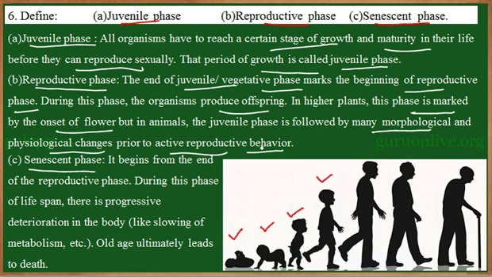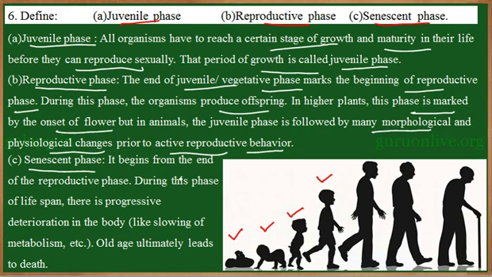Now in case of animals, after the juvenile phase, the reproductive phase is formed. So once the juvenile phase is completed, we can see the changes in an individual, both the external appearance and the physiological changes inside the body. All these changes indicate that the individual has entered into the reproductive phase.